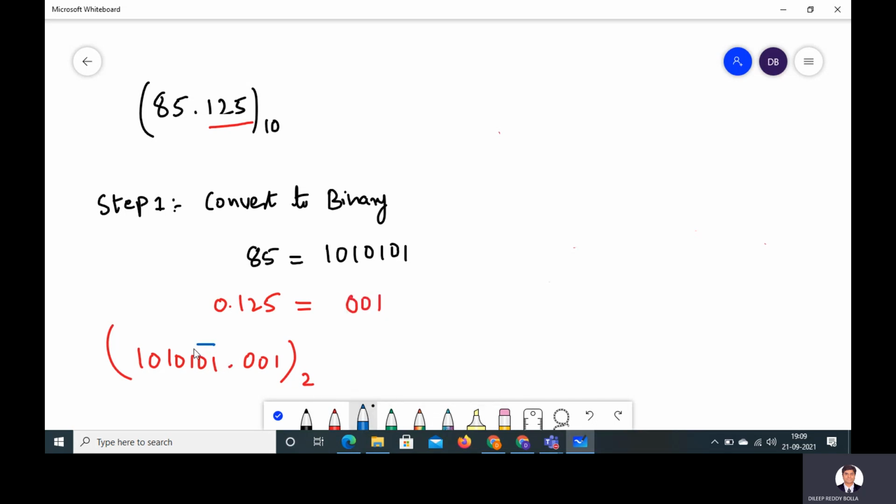So 1, 2, 3, 4, 5, 6. Okay, total 4 here and 2 here. So 6 decimal points you can normalize, which means I want to write it as 1 point something, right? So the second step is to normalize this.